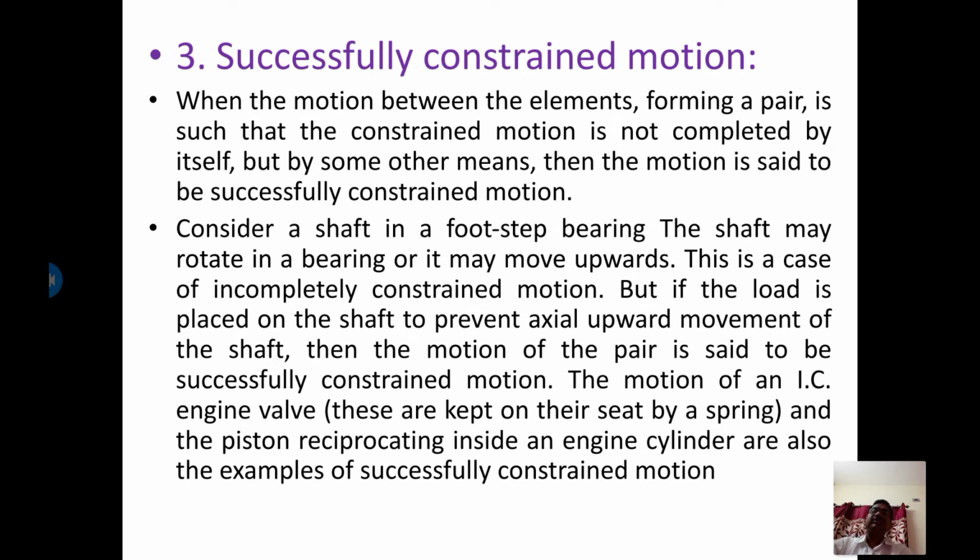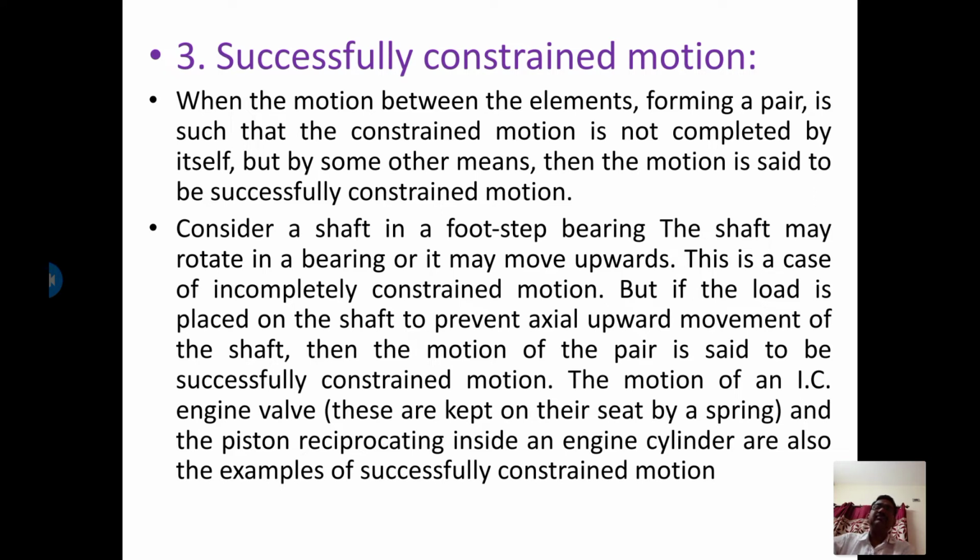Example is a footstep bearing. The shaft may rotate in a bearing or it may move upwards when we have not applied any force on the shaft. That is called incompletely constrained motion. But if the load is applied to prevent the axial movement of the shaft, then the motion of the pair is said to be successfully constrained motion. Similarly, the motion of an IC engine valve, and the piston reciprocating inside the cylinder, are also examples of successfully constrained motion.